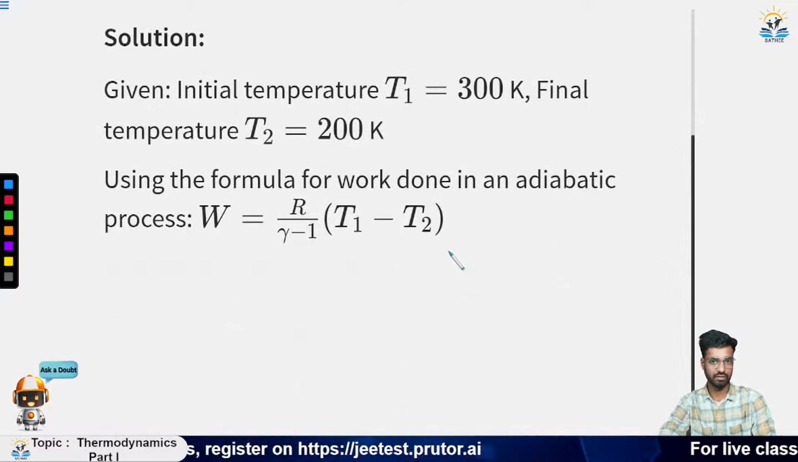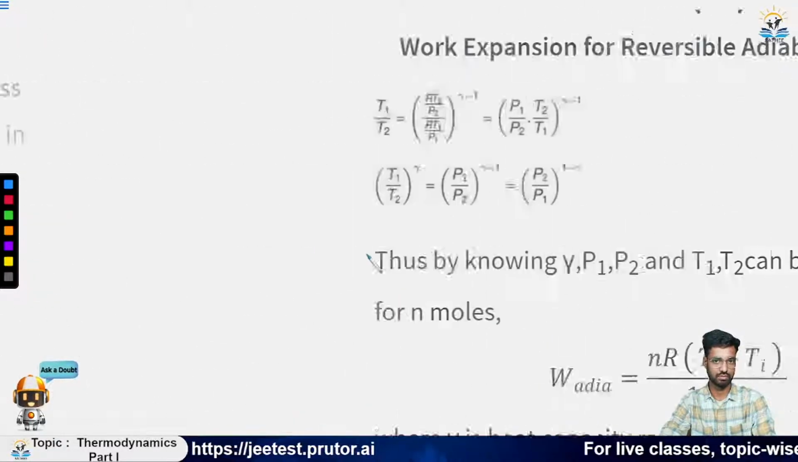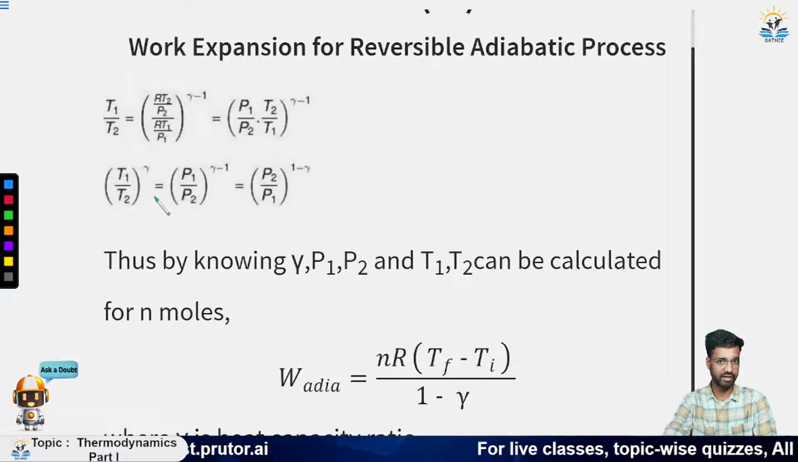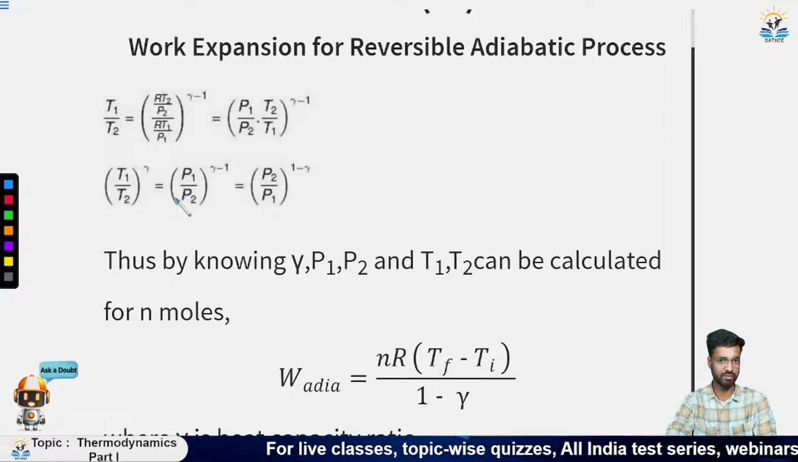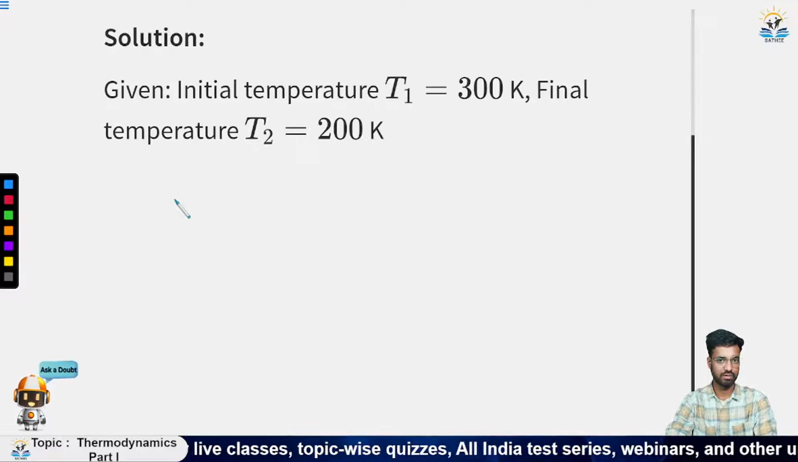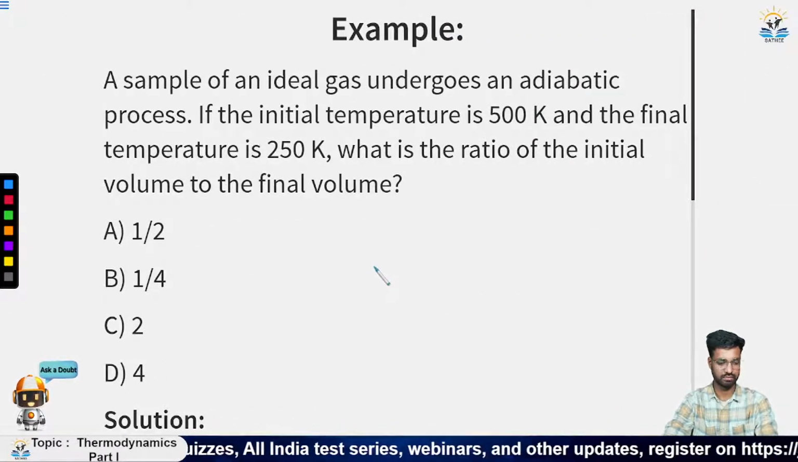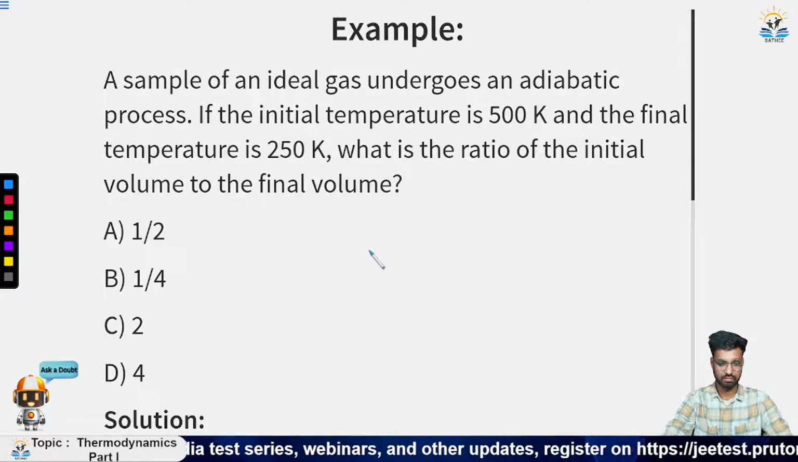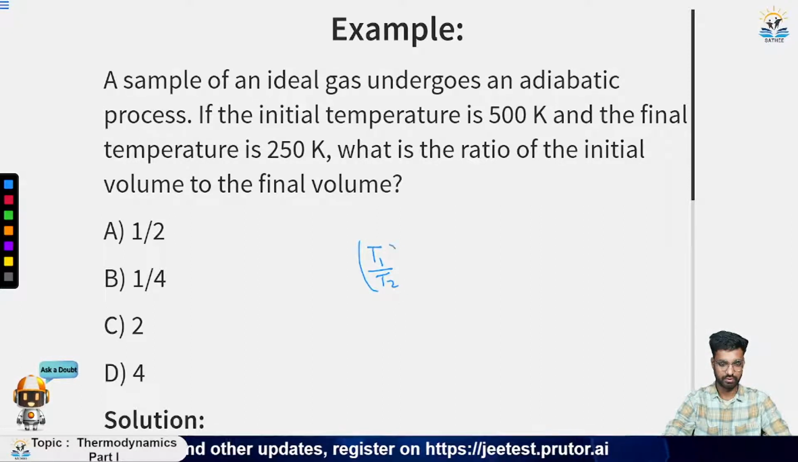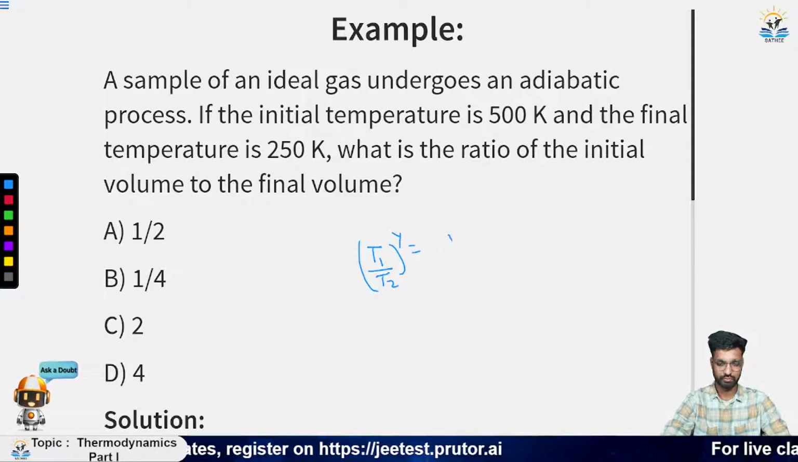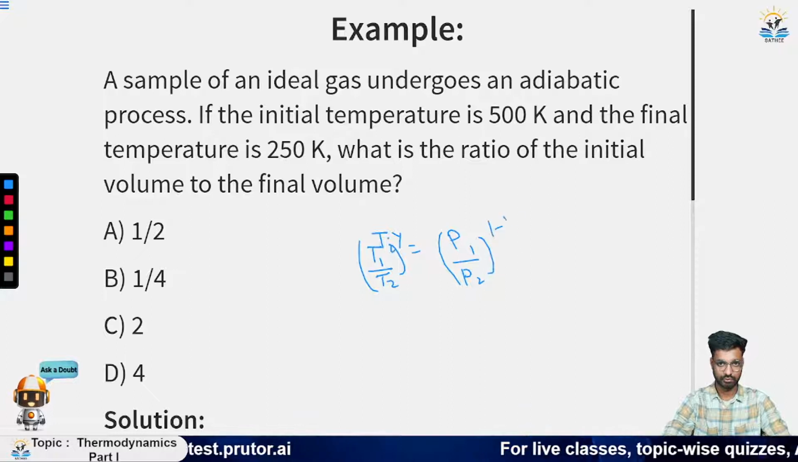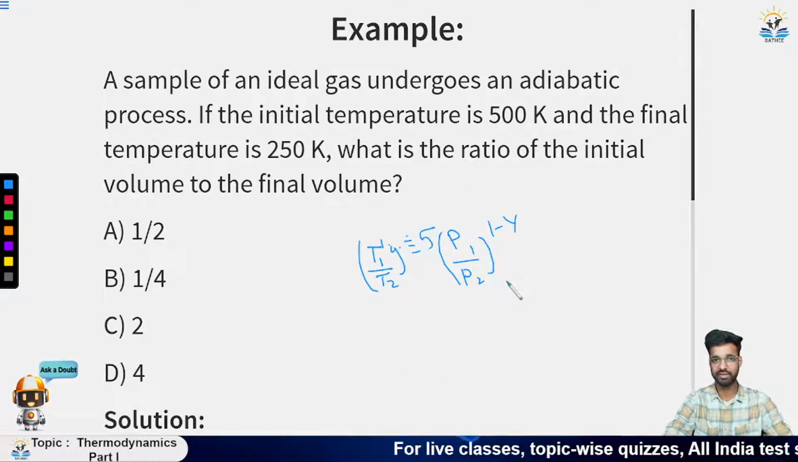So if you see here, the formula is this: T1 by T2 gamma is equal to P2 by P1 gamma minus 1 minus gamma. So you know all this. In this way you can calculate it.